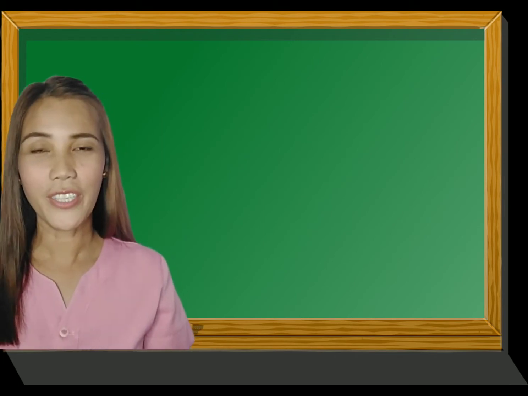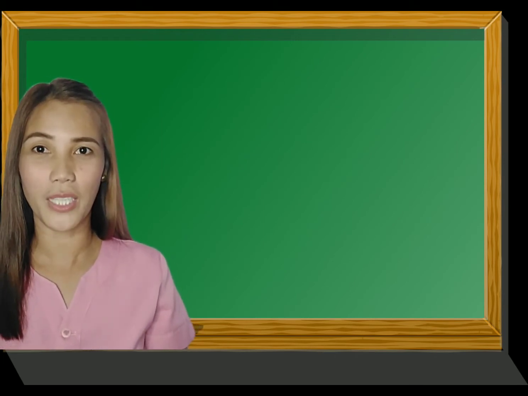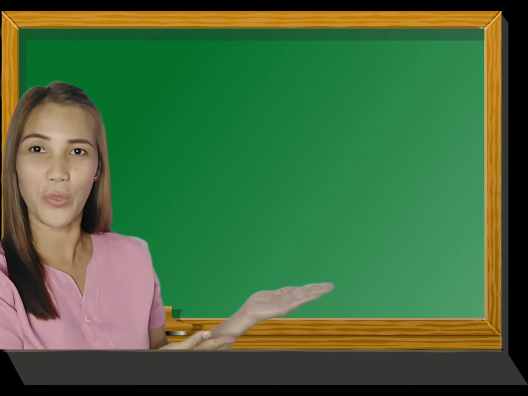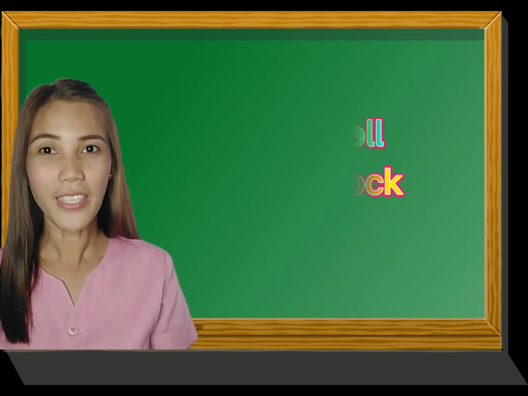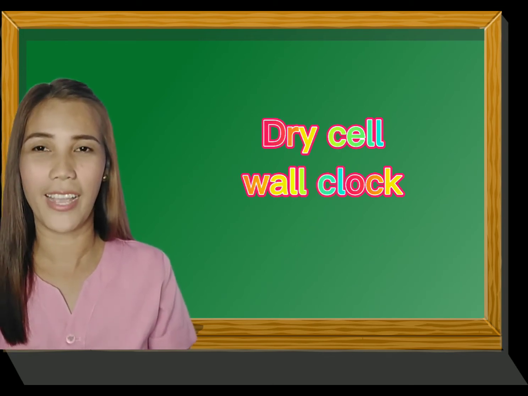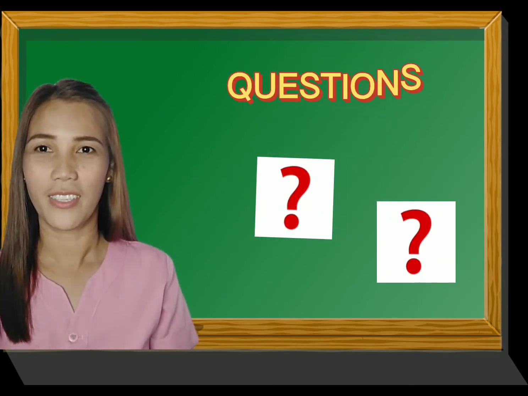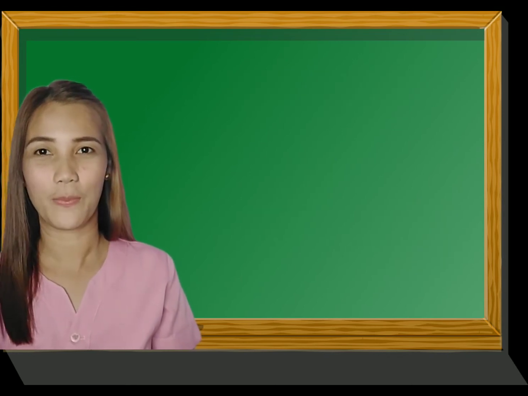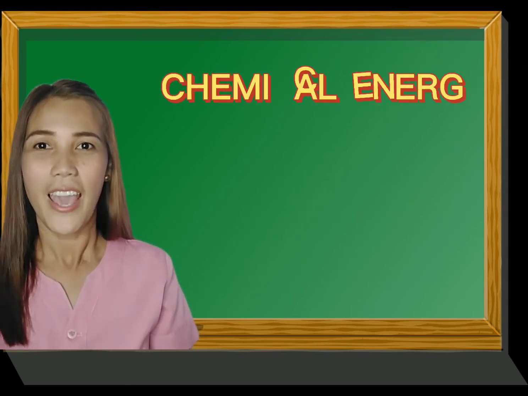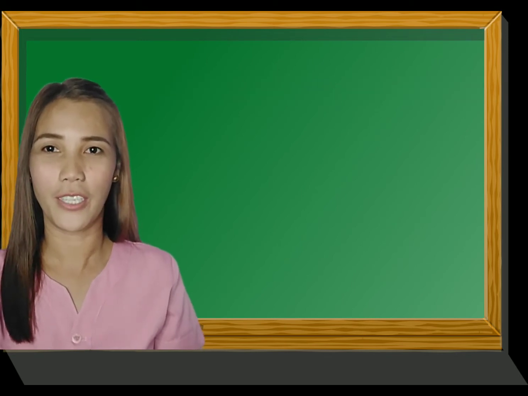So now, learners, I want you to look at the screen. So what are these two objects? That's right. It is a dry cell or battery and a wall clock. Questions. What form of energy does a dry cell store? Correct. It is chemical energy.